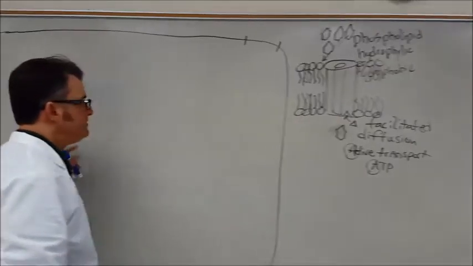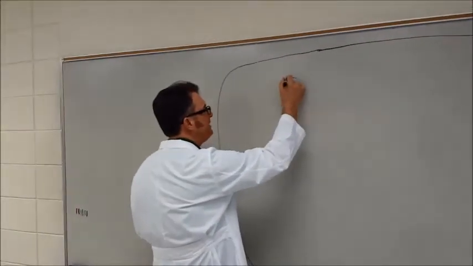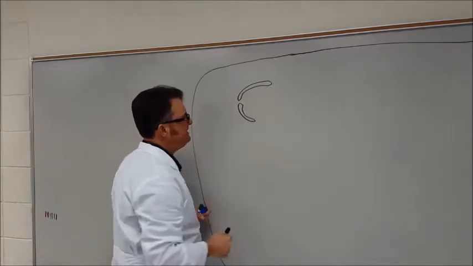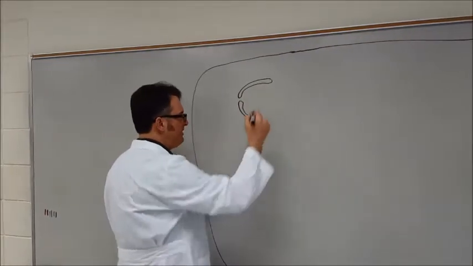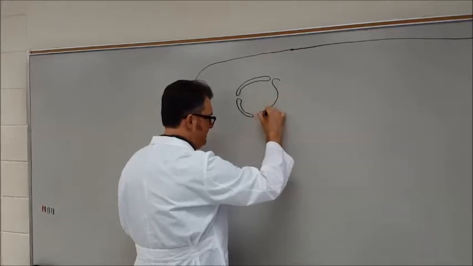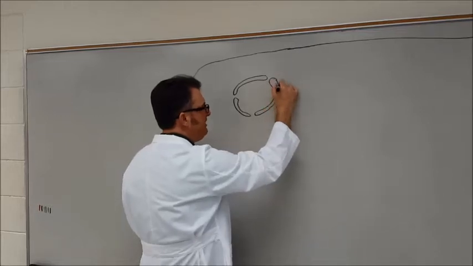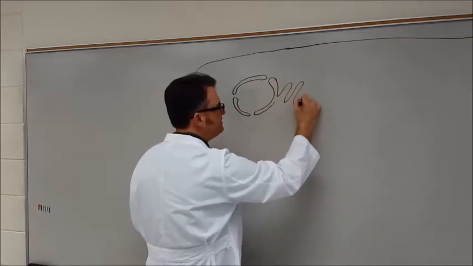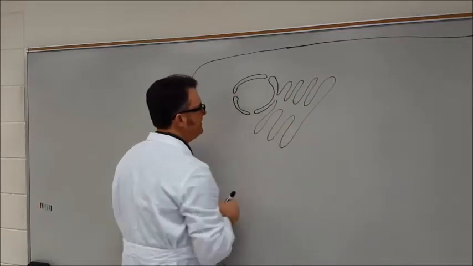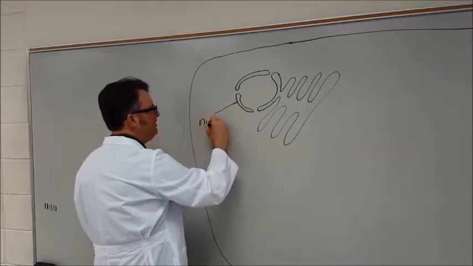Let's go back over to the cell and talk about the nucleus for a few minutes, because this is really the control center. The nucleus is double membraned, as I'm drawing, and these membranes have holes in them called nuclear pores. They also have channels which lead out to things called endoplasmic reticulum. And so I'm going to label this: here is the nuclear membrane.